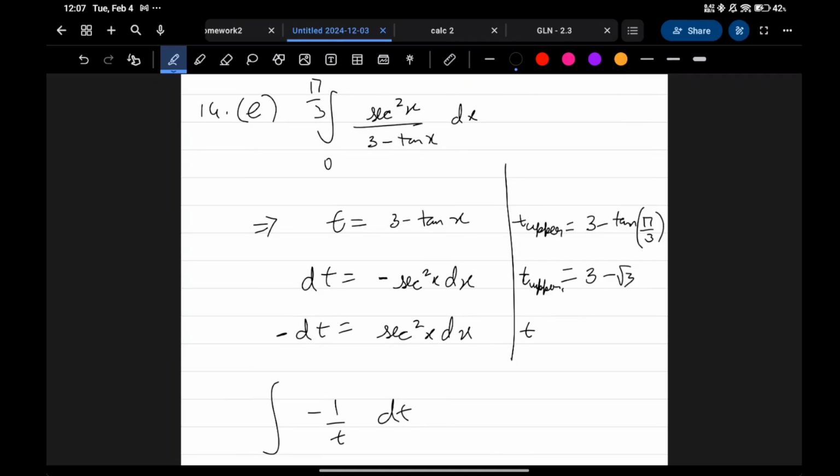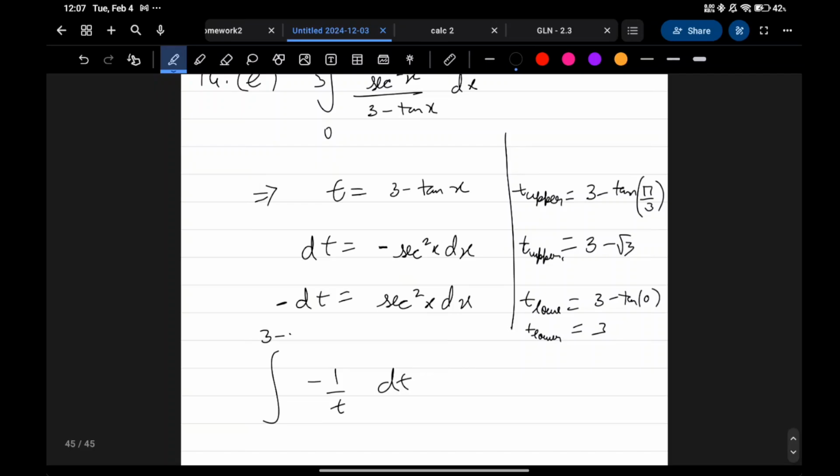Okay, let's do t lower. Was 3 minus... Okay, what's tan of 0? That's an easy one. Come on, guys. Tan of 0. 0. Thank you so much. All right, so this becomes 3. T lower is 3, and t upper is 3 minus root 3.